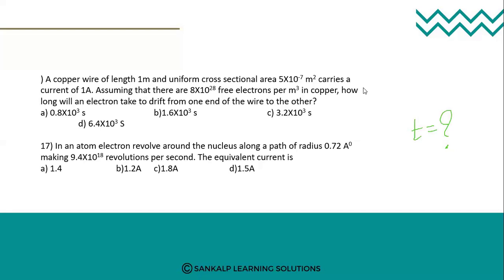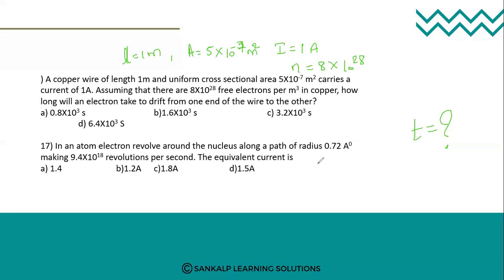Okay. So what all is given? The length is given as 1 meter. The cross-sectional area is given as 5 into 10 raised to minus 7 meter square. It carries a current, so the current value is given as 1 ampere. Assuming that there are 8 into 10 raised to 28 free electrons per meter cube, that is, the n value is given as 8 into 10 to the power of 28. So we need to calculate time.